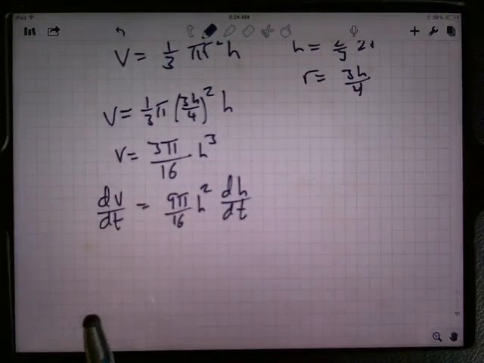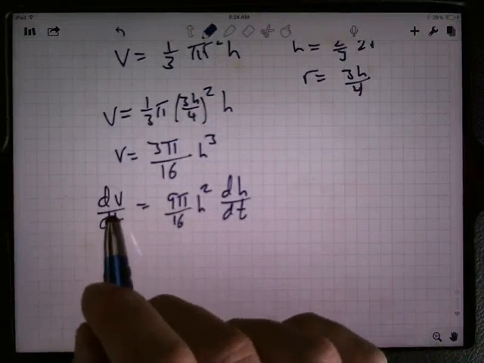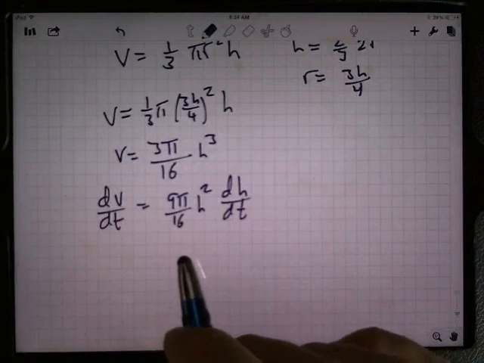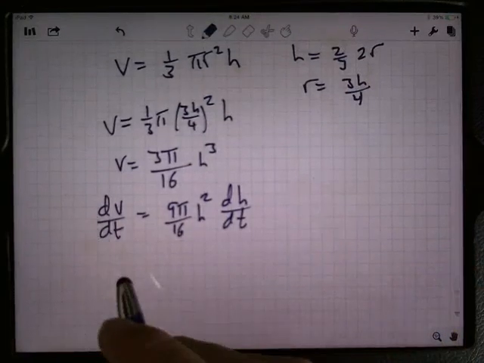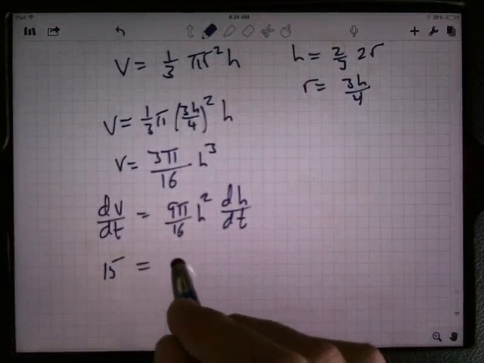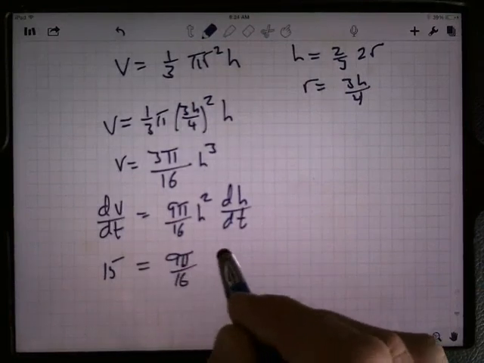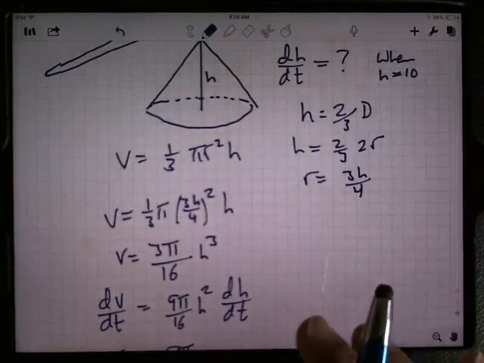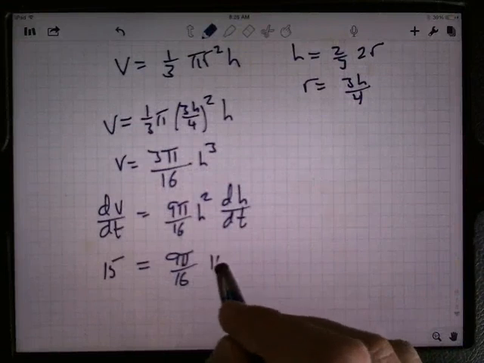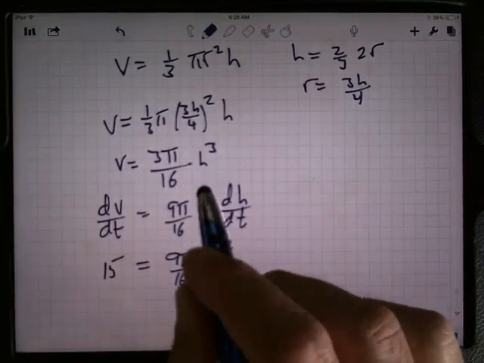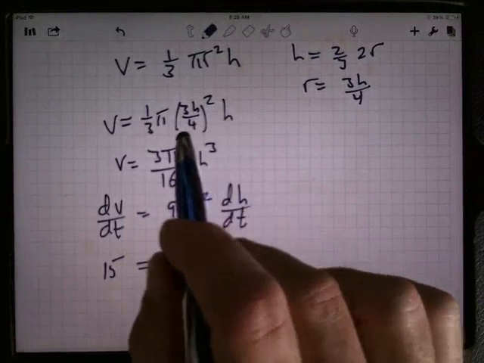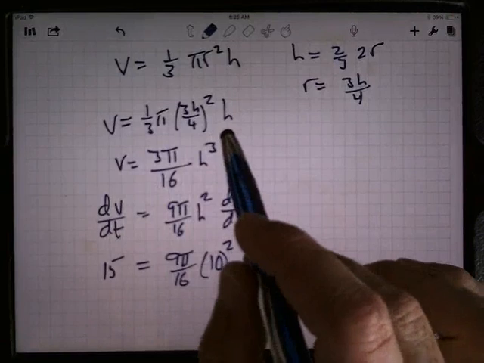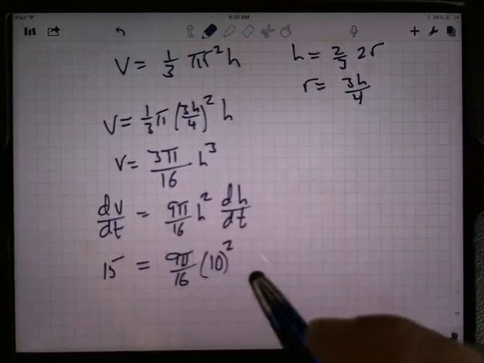And now I have a relationship between the rates. I've related the rate at which V is changing with the rate at which h is changing. Plug in everything I know and solve for the one I don't. dV/dt, they tell me, is 15. 9 pi over 16, and h is equal to 10. This is where I actually use the number 10. I can't plug that in too soon, because if I plug the 10 in up here, then I'd have the volume as a constant and the derivative would look like 0. You gotta wait till after you take the derivative to start plugging stuff in.